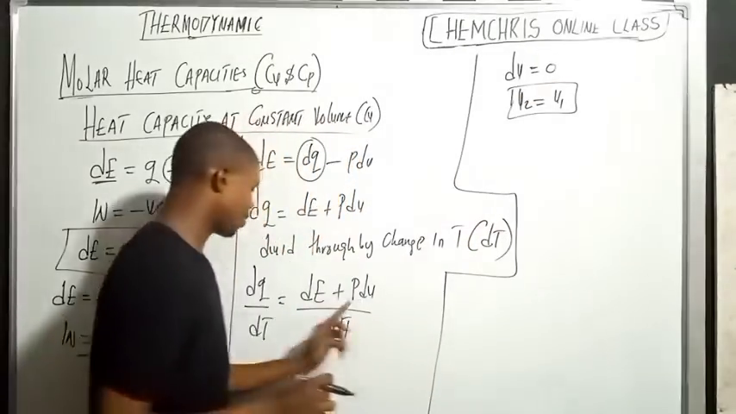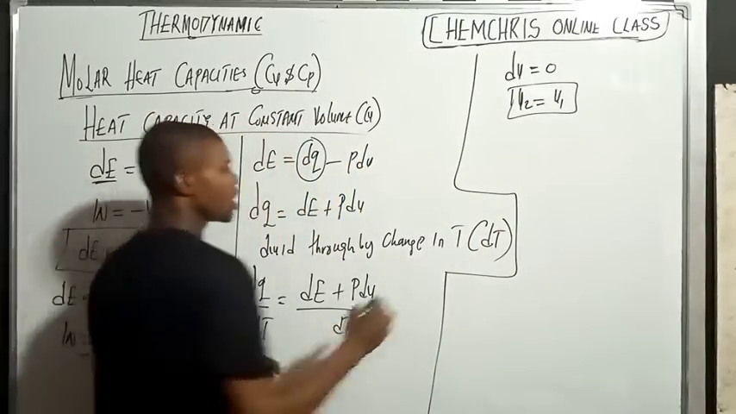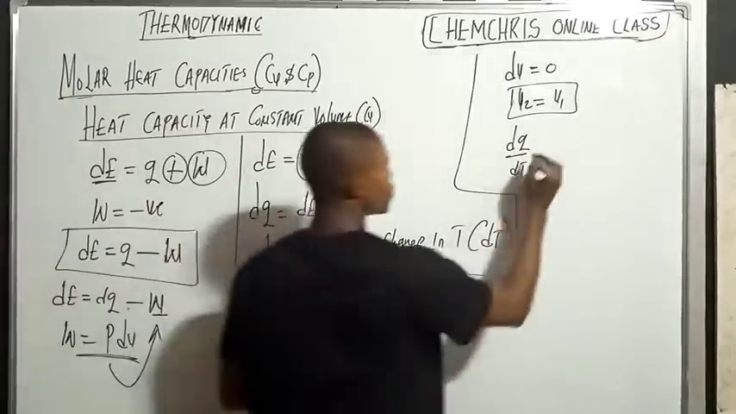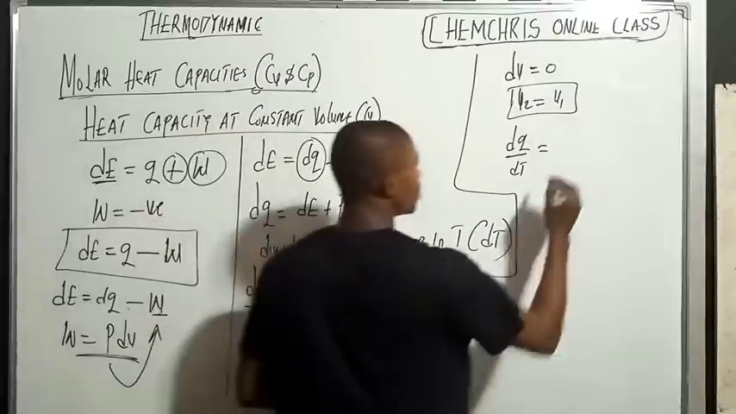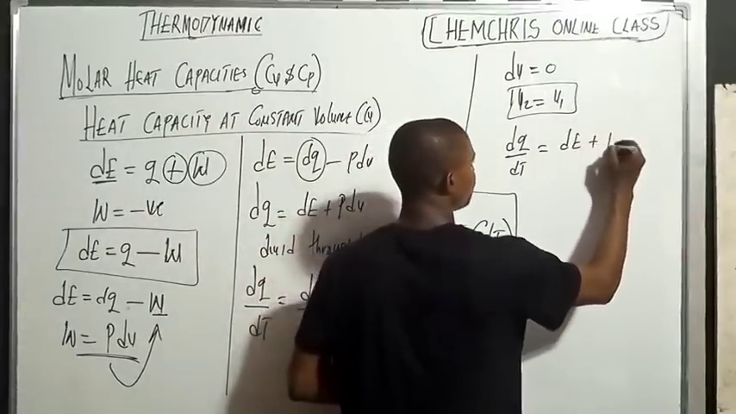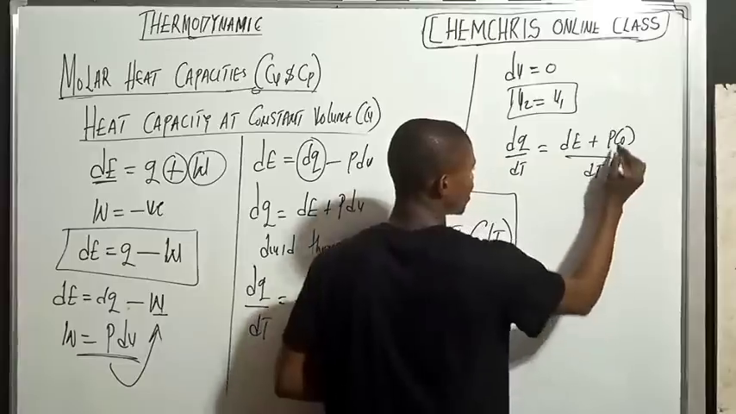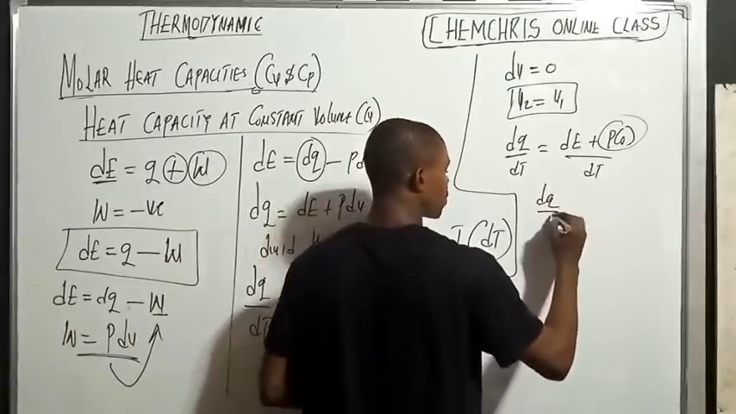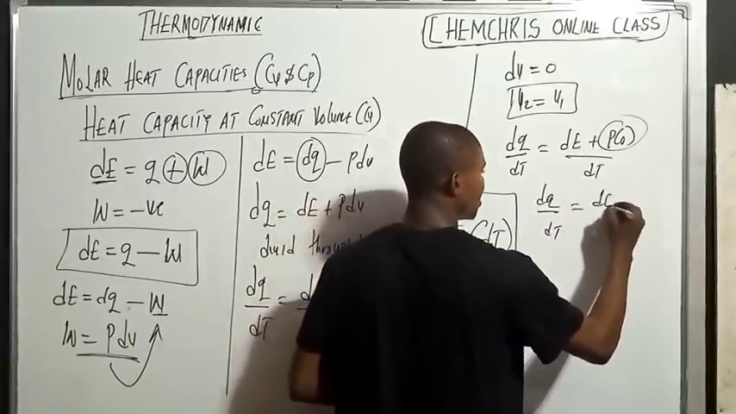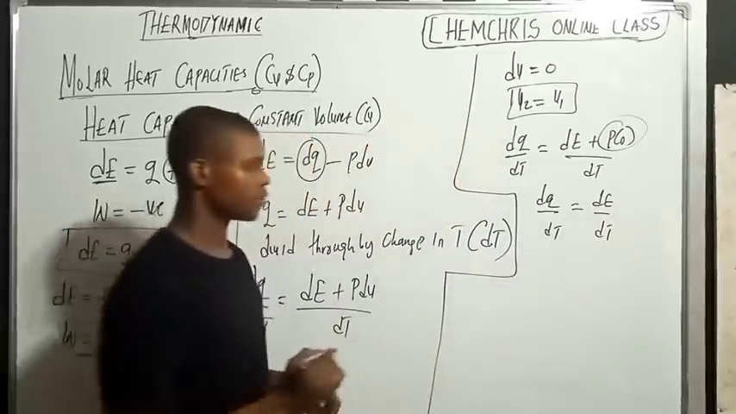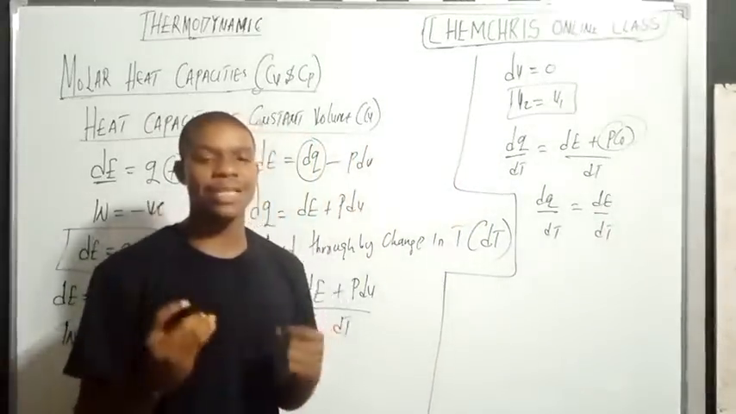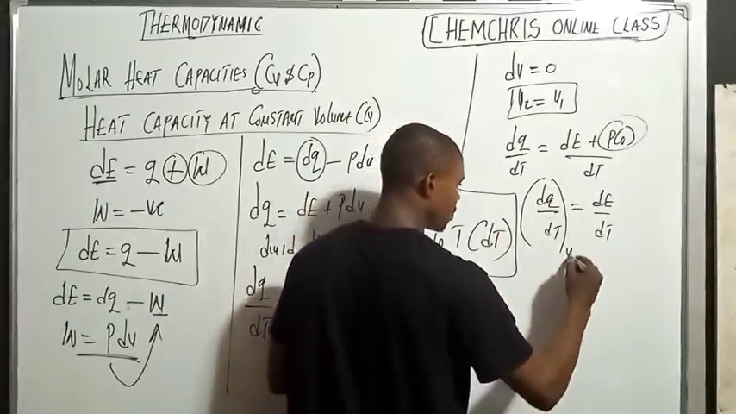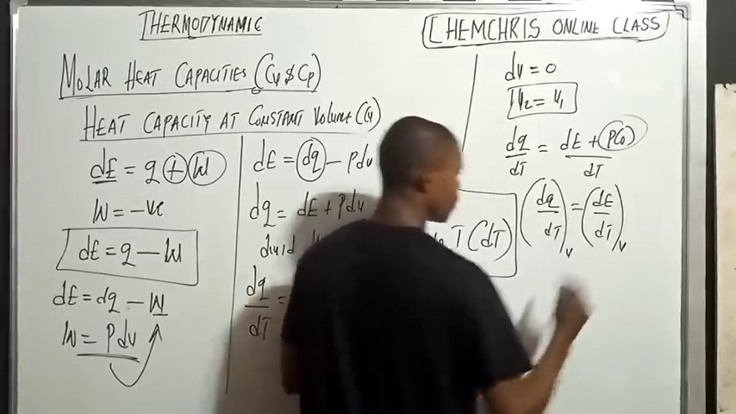So if you place 0 here, change in Q over change in T equals change in E plus P times 0 over change in T, because that term turns to 0, right? So what do you have here? Change in Q over change in T equals change in E over change in T. Can you see that? Now, because we're talking about constant volume, please note it as constant volume.